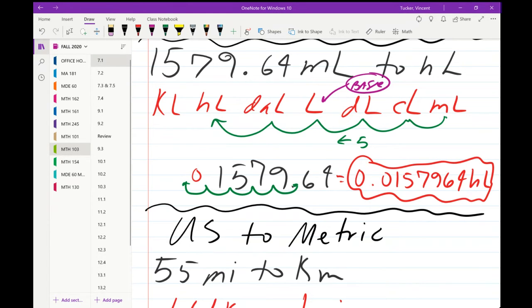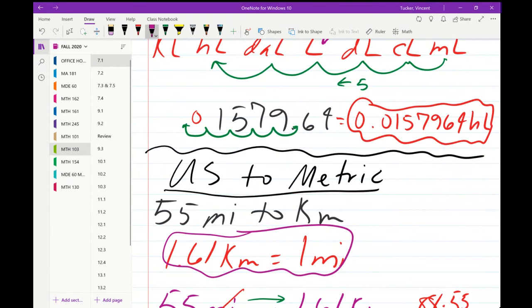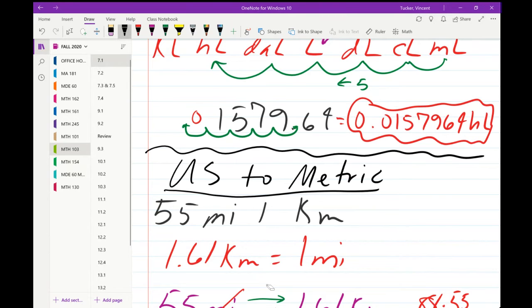I should entitle that US to metric. So now, if you're converting metric to metric, you're just using the metric system, then you can do what we just finished doing. But if we're trying to convert US to metric, then we have to go back to what we were doing initially when we had a conversion factor. Notice we were dealing with miles. We want to take 55 miles to kilometers.